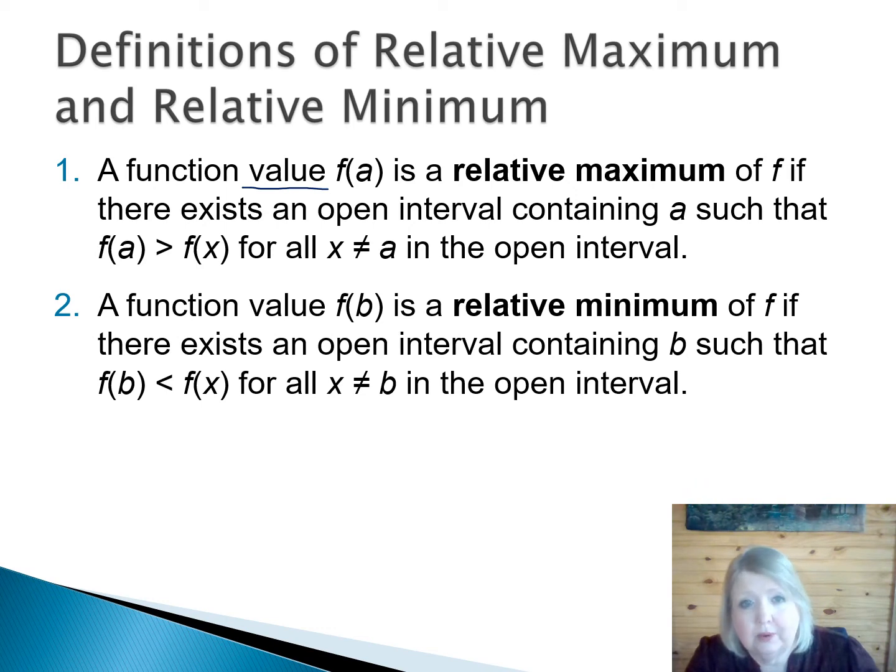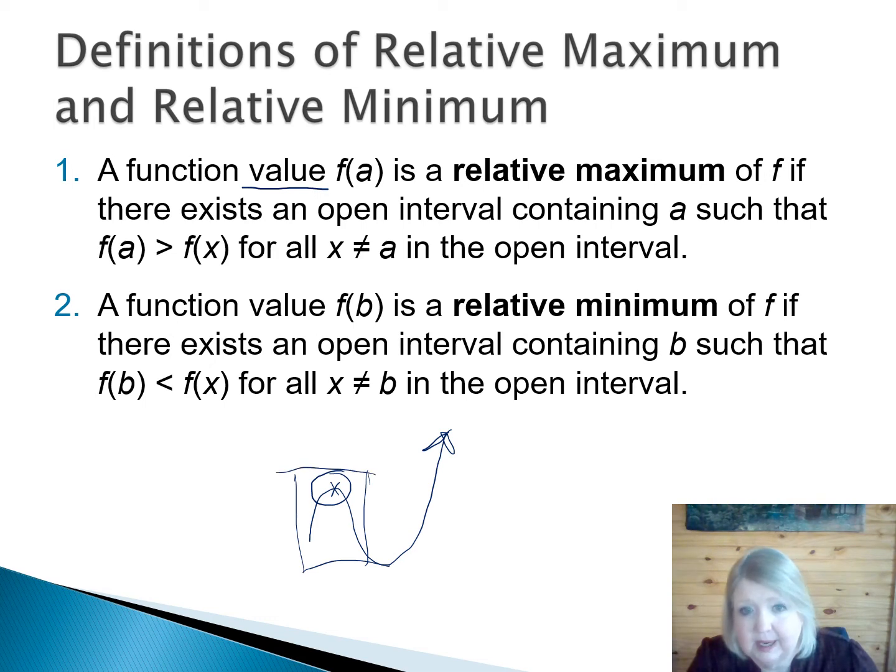Okay? So a function value is a relative max of f if there exists an open interval containing a such that f of a is greater than f of x for all x not equal to a in the open interval. In other words, something's going on in this graph. It may go down, and it may even go up forever. But this point right here at the top of that hump, that is a relative maximum. All I've got to do is cut off my graph here, cut it off here, box it in and say I want the maximum of this area. It is a max. It is a relative max.